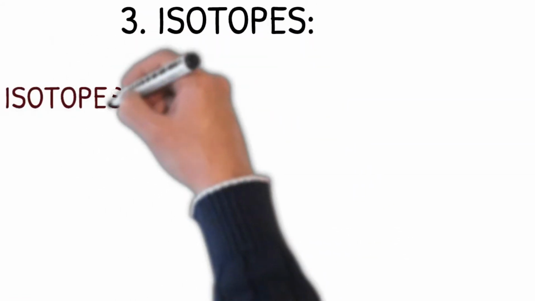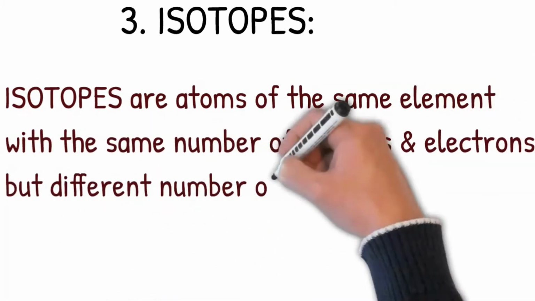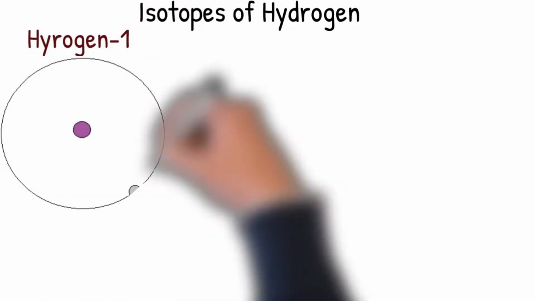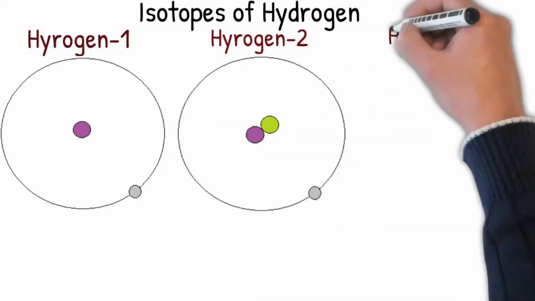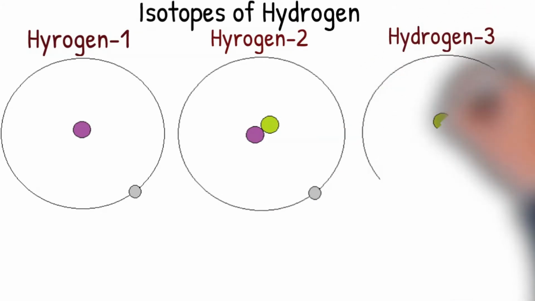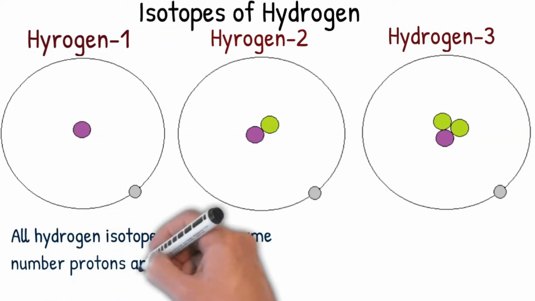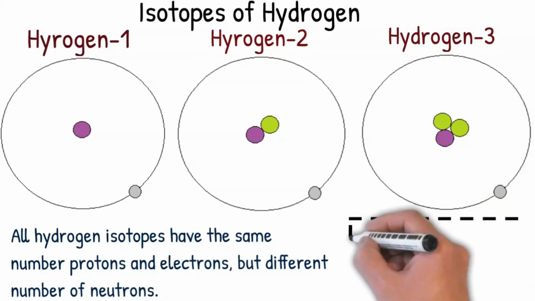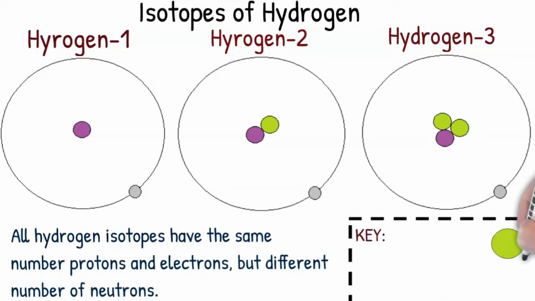Isotopes. Isotopes are atoms of the same element with the same number of protons and electrons but different number of neutrons. Isotopes of hydrogen: hydrogen 1, hydrogen 2, hydrogen 3. All hydrogen isotopes have the same number of protons and electrons, but different number of neutrons. Key: the green ones are neutrons and the purple ones are protons.